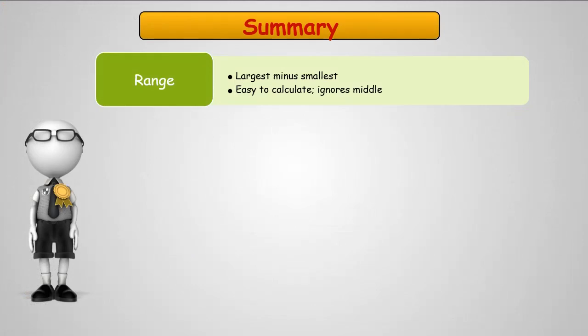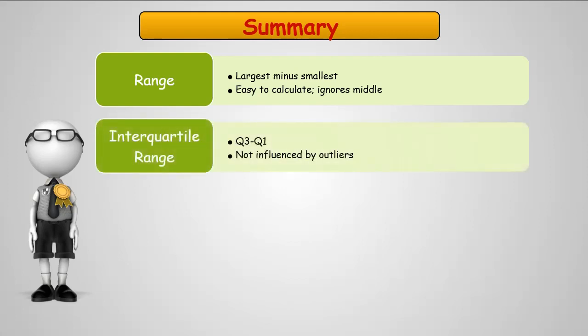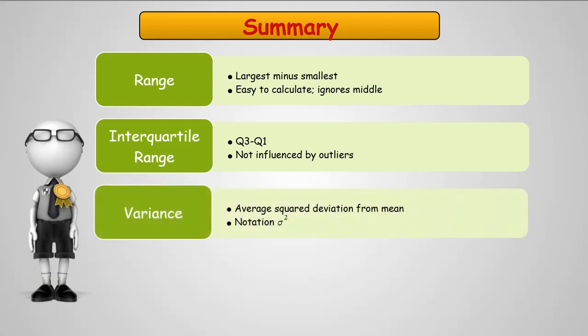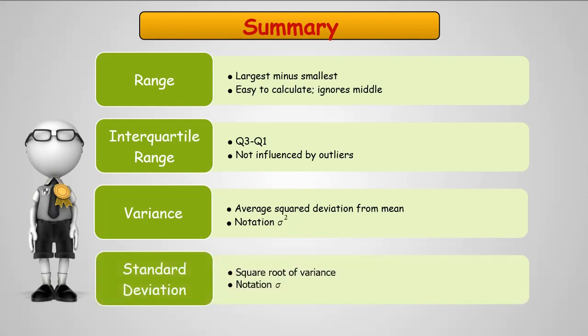All right, for a chapter summary: range is just the largest minus the smallest, easy to calculate. It ignores the middle, however, where the IQR is a better solution because it's not influenced by outliers. The variance is the average squared deviation from the mean, but since we're squaring that deviation, it proves to be a misleading value, so we create the standard deviation, which is the square root of the variance.